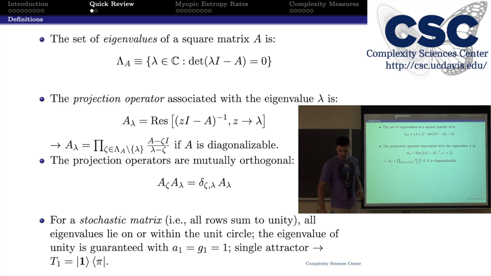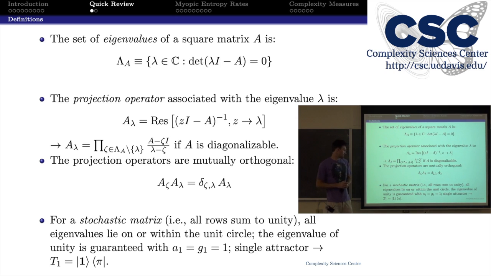With simpler and simpler matrices, you get simpler and simpler expressions. The projection operators, in general, are mutually orthogonal. So they live in these different spaces. If you try to slam them together, they'll annihilate unless they're the same sort of object. And for a stochastic matrix, and when I say stochastic matrix, I mean a transition matrix where probability is conserved, so all rows sum to unity in our case. Some people define matrices so that the columns sum to 1, but if you like that, you can just take transposes of everything.